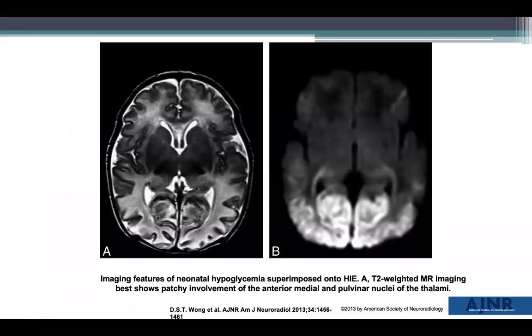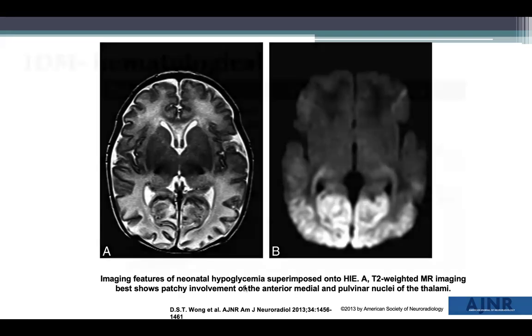So this is the classical feature of hypoglycemic brain injury. If you don't screen these neonates, there will be involvement of the parieto-occipital area. There will be brain damage that can result in very bad CP or a visually impaired child.